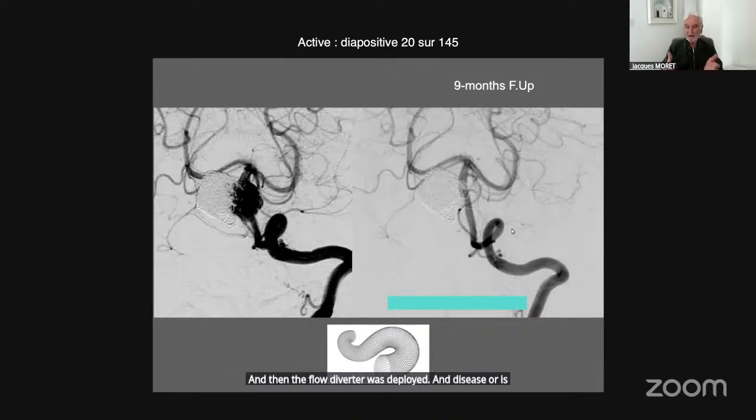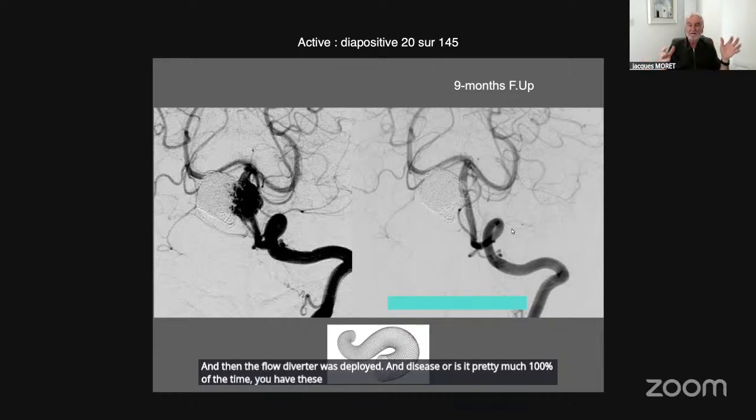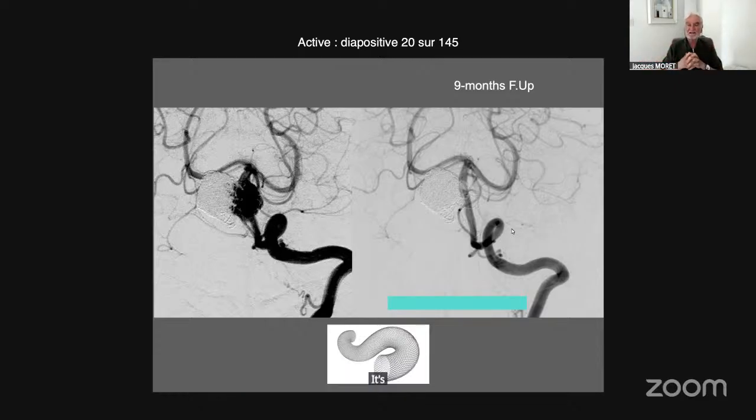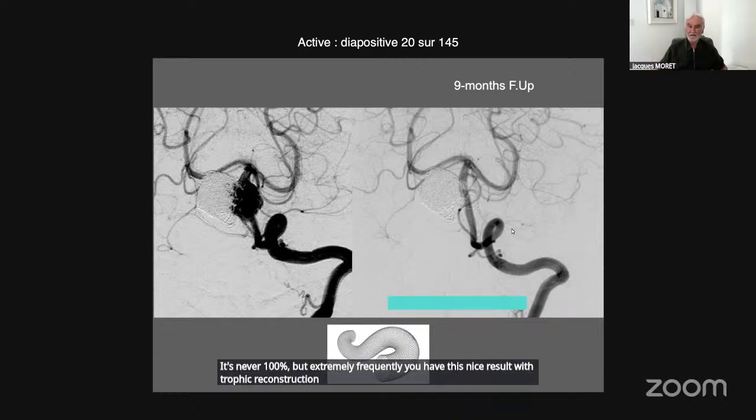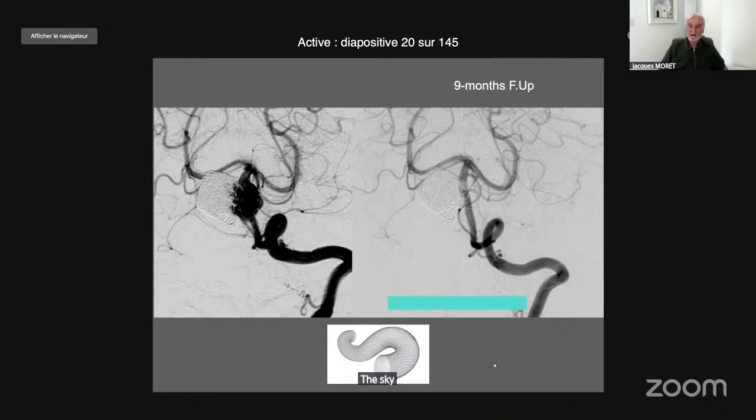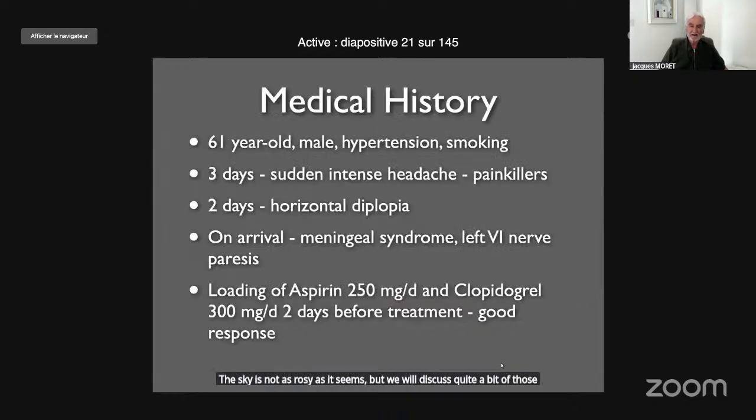Pretty much 100% of the time, you have this kind of long-term result. It's never 100%, but extremely frequently, you have this nice result with perfect reconstruction. You know, it looks like we are plastic surgeons doing a cosmetic surgery. The sky is not as rosy as it seems, but we will discuss quite a bit of those indications. So nevertheless, flow diverter is definitely the way to go. So let's share some examples of a very typical indication of flow diverter.